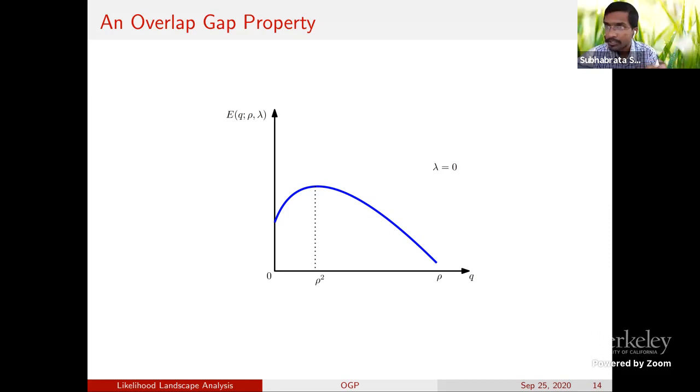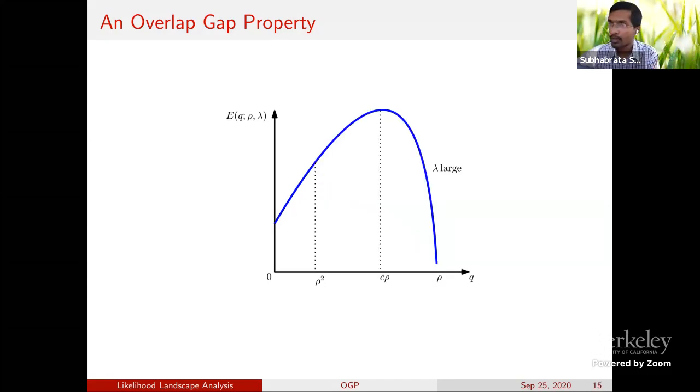Let's think of a simple case first. If lambda is 0, this is the case where I have no signal, and therefore it's impossible to detect the planted matrix. And so I will expect my function e to basically be unimodal and have its maximum at rho squared. This is the sort of random overlap point, and we'll have a maximum there.